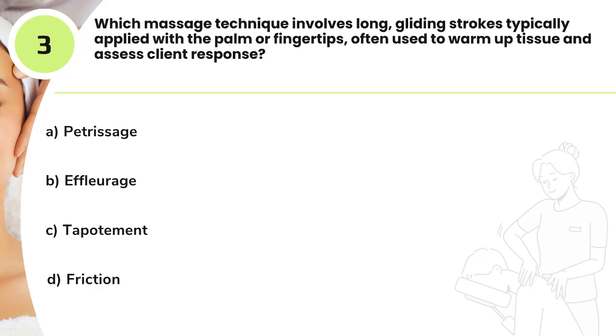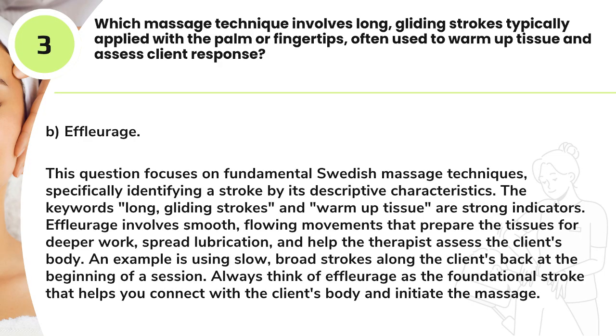Question 3. Which massage technique involves long, gliding strokes typically applied with the palm or fingertips, often used to warm up tissue and assess client response? A. Petrissage. B. Effleurage. C. Tapotement. D. Friction. Answer: B. Effleurage. This question focuses on fundamental Swedish massage techniques, specifically identifying a stroke by its descriptive characteristics.